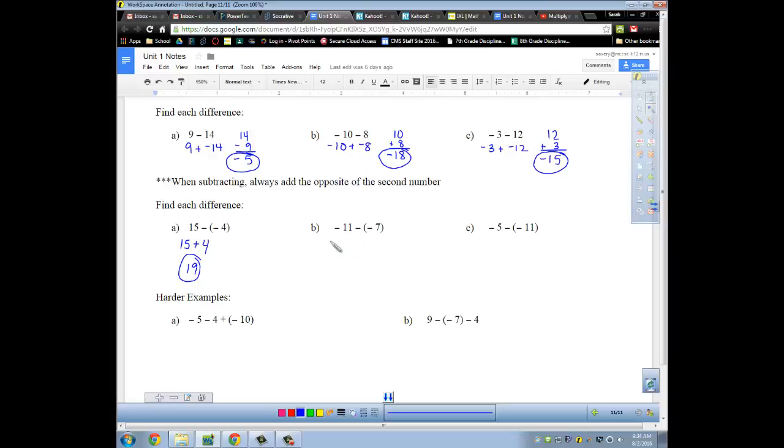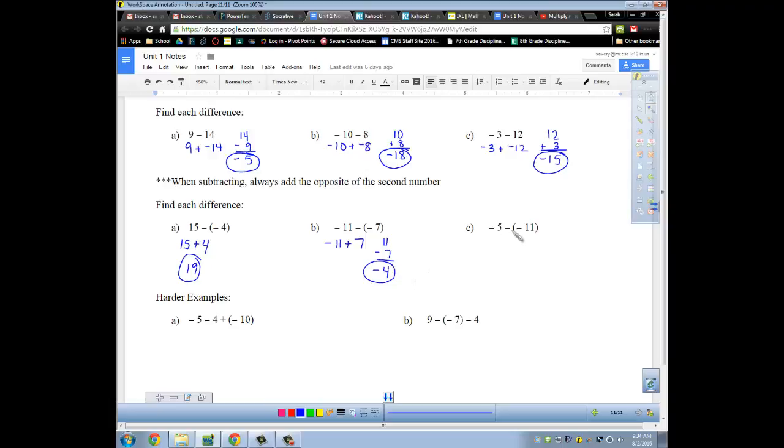Next, negative 11 minus negative 7. So change subtraction to addition, change the sign of your second number. And those are different signs, so we subtract. So 11 minus 7 is 4. Keep the sign of the bigger number. 11 was bigger, it was negative, so it's a negative 4.